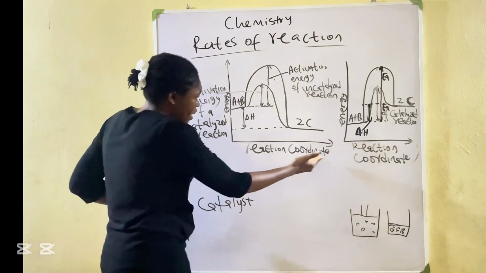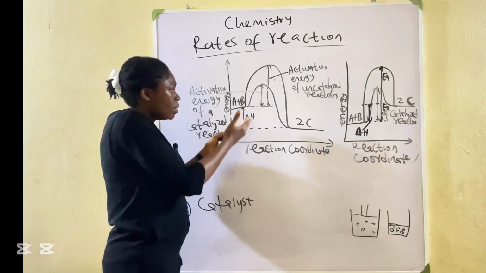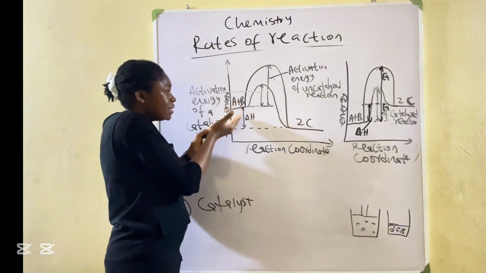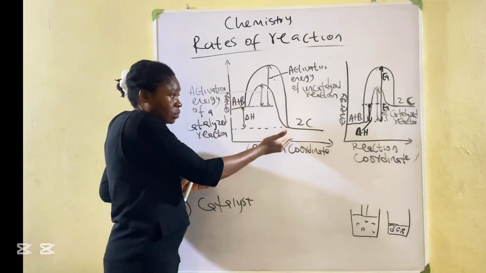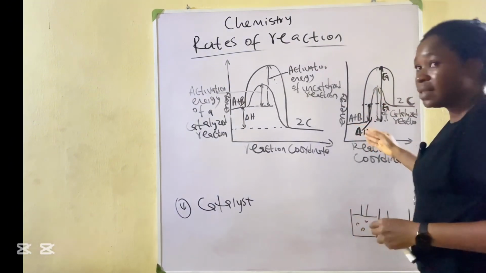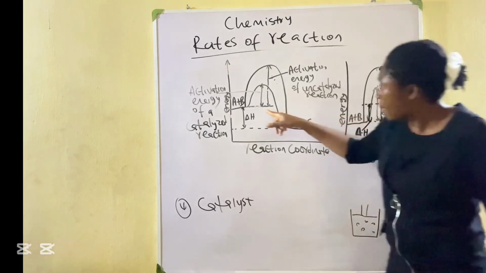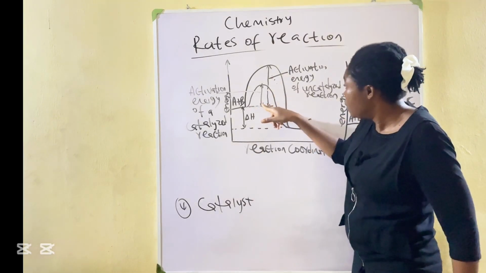This reaction coordinate is for an exothermic reaction. The reactant is higher than the product. In this case, the product is higher than the reactant. That's an endothermic reaction. So look at this. This is the activation energy.